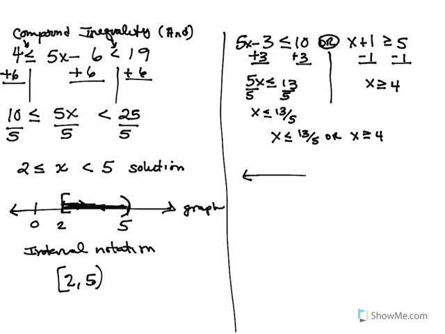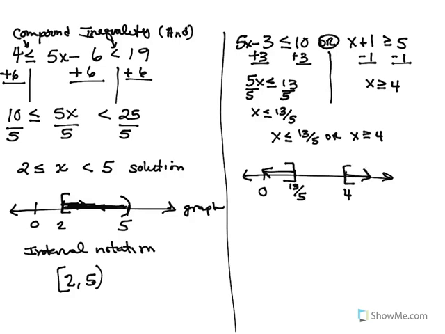So we're going to graph that to see what that looks like. So 13 over 5 is about 2 3/5. So that means it's smaller than 4. So that's how I know which side of 4 it would go on. So x is less than or equal to, so it's a bracket, less than. And then x is greater than or equal to 4. It's a bracket, greater than.